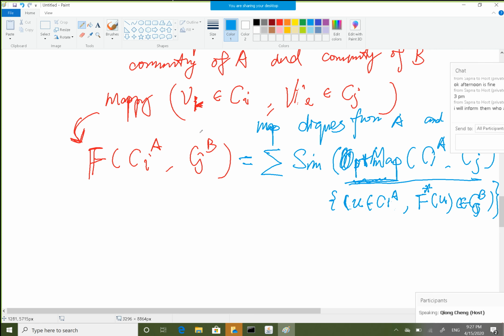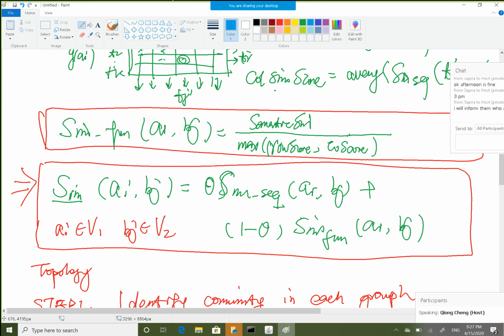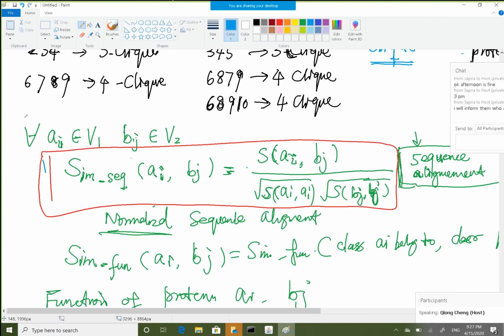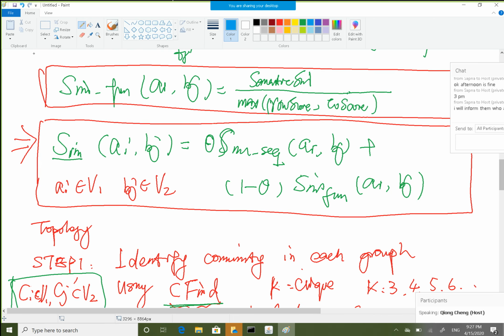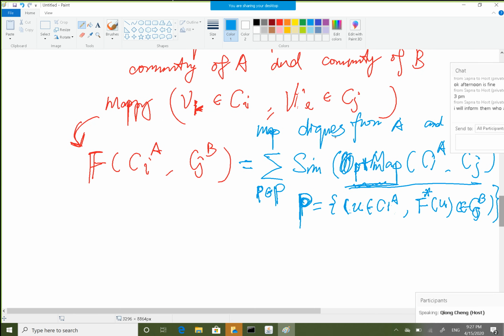So if you have this kind of pair, let's say capital P, right? Capital P is equal to this. And then for every pair belonging to this capital P, you do this summation. Okay, and this score came from here. Can you see that? So let's say this is formula 1, and this is formula 2, and this is formula 3. And this one is formula 4, right?